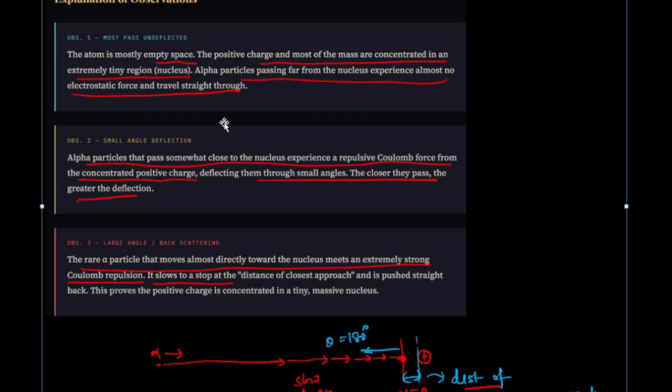So these are all the points I just told you, right? Alpha particles that pass somewhat close to the nucleus experience a repulsive Coulomb force from the concentrated positive charge. Now third question: which alpha particles will bounce back? The ones that make contact with the nucleus.